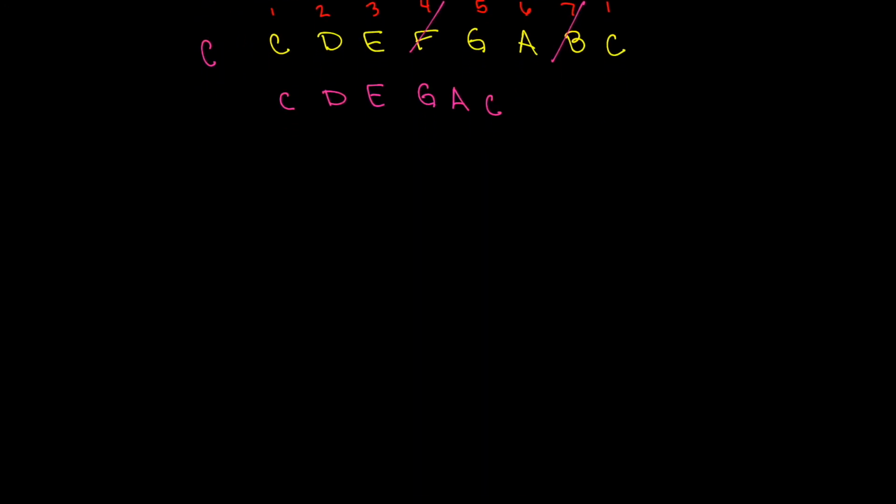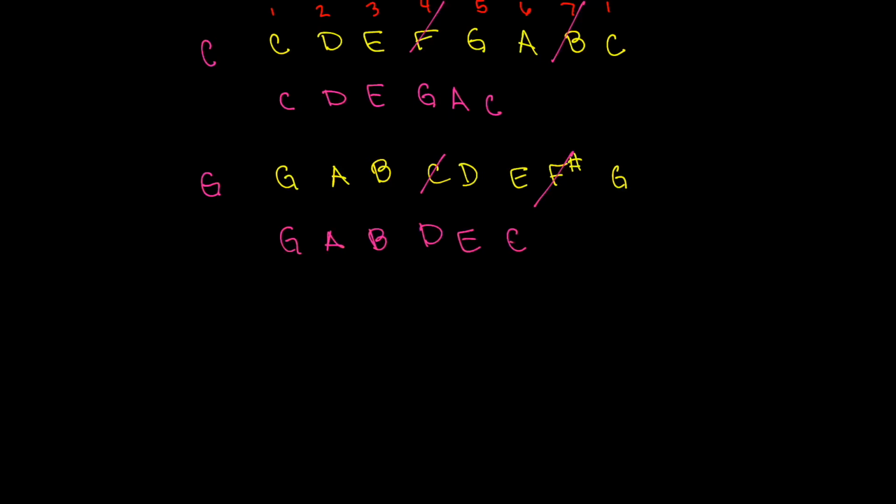Let's go ahead and look at a G major pentatonic scale. We're just going to run through a few examples here. G major scale first, not forgetting my F sharp. Once again, eliminating degrees 4 and 7, and that's going to give us G, A, B, D, E, back to G, which gives us our G major pentatonic.